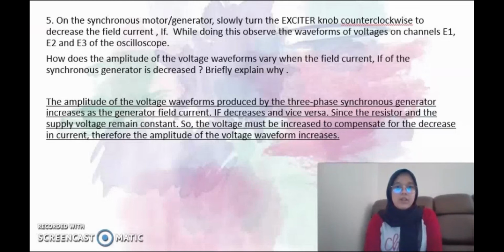How does the amplitude of the voltage waveforms vary when the field current of the synchronous generator is decreased? Briefly explain why. So the answer is, the amplitude of the voltage waveforms produced by the three-phase synchronous generator increases as the generator field current IF decreases and vice versa. Since the resistor and the supply voltage remain constant, the voltage must be increased to compensate for the decrease in current. Therefore, the amplitude of the voltage waveform increases.